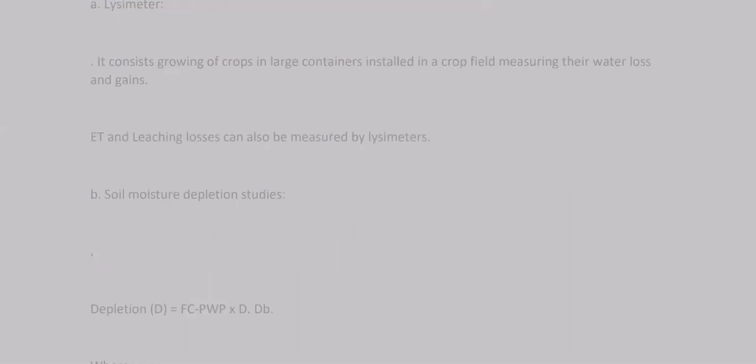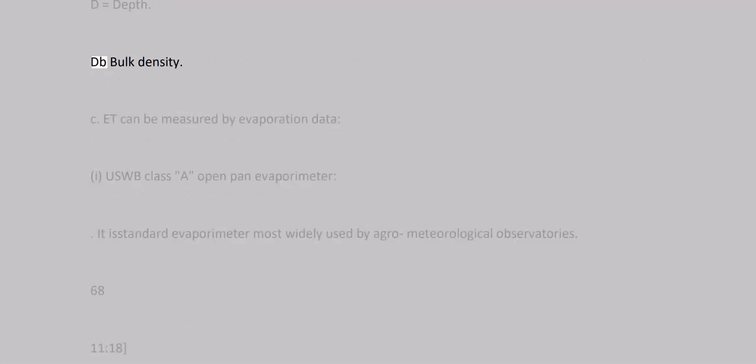Measurement of ET. A, lysimeter. It consists of growing crops in large containers installed in a crop field and measuring their water loss and gains. ET and leaching losses can also be measured by lysimeters. B, soil moisture depletion studies. Depletion equals (FC - PWP) x D x dB, where FC equals field capacity, PWP equals permanent wilting point, D equals depth, and dB equals bulk density.